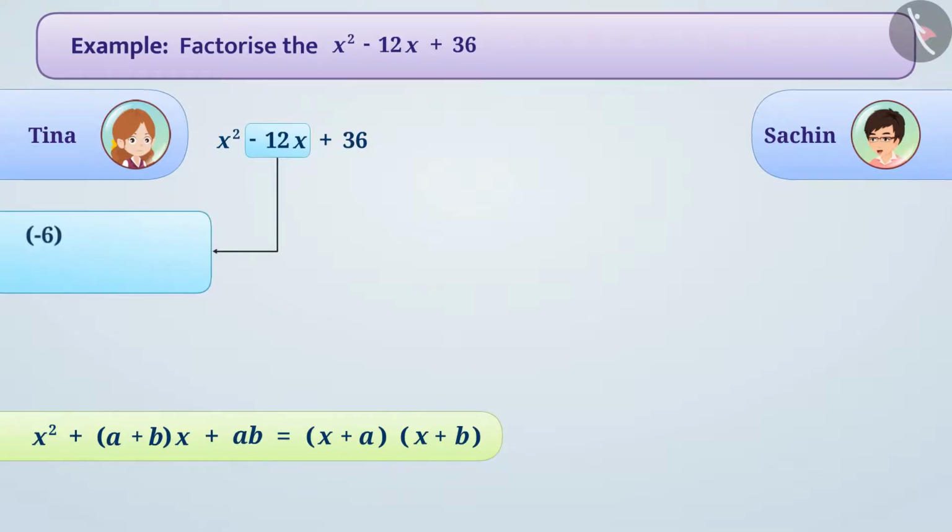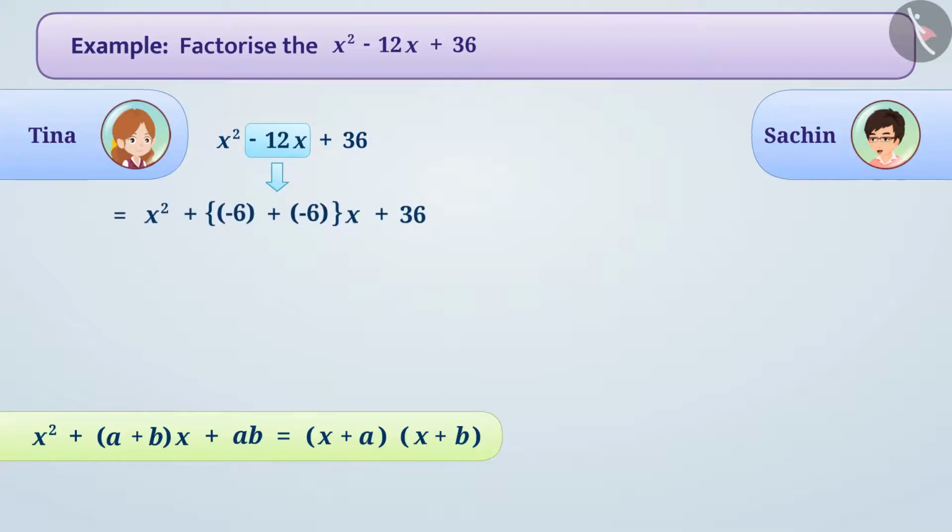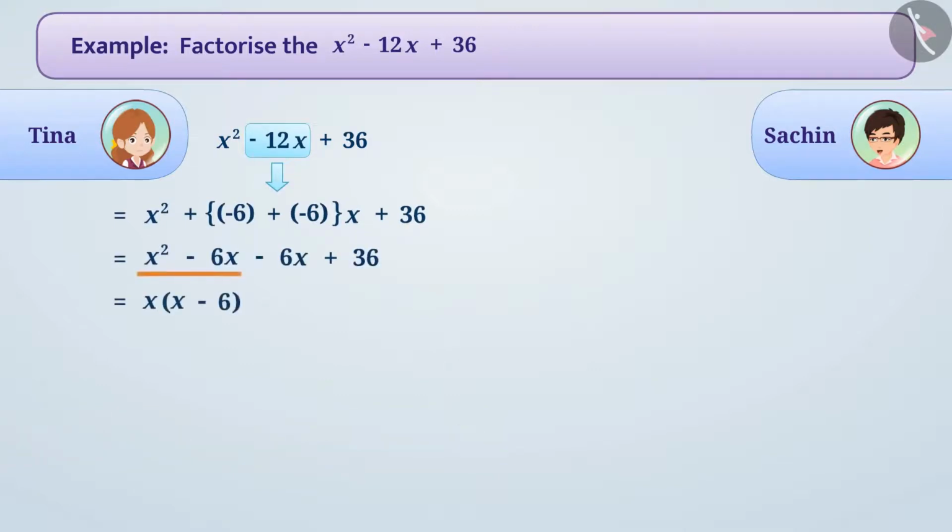Since minus 6 multiplied by minus 6 is equal to 36 and minus 6 plus minus 6 is equal to minus 12, she chose minus 6 and minus 6. She expressed the middle term minus 12x of this expression in this way, and she simplified it. She took x from these two terms and minus 6 from these two terms as a common factor.